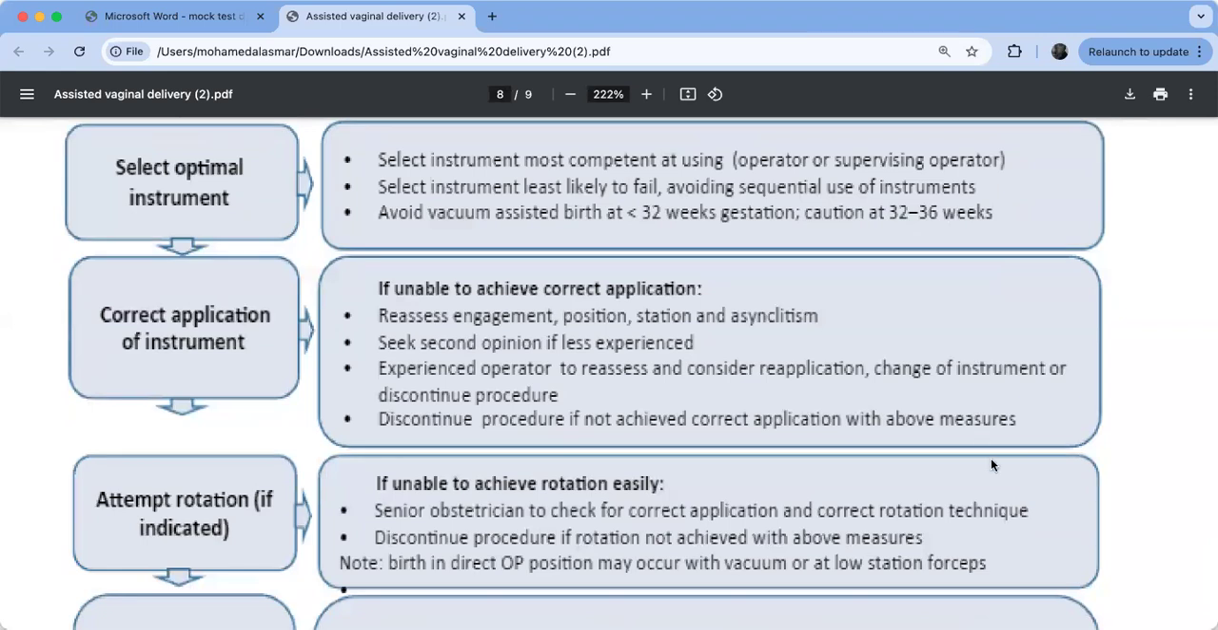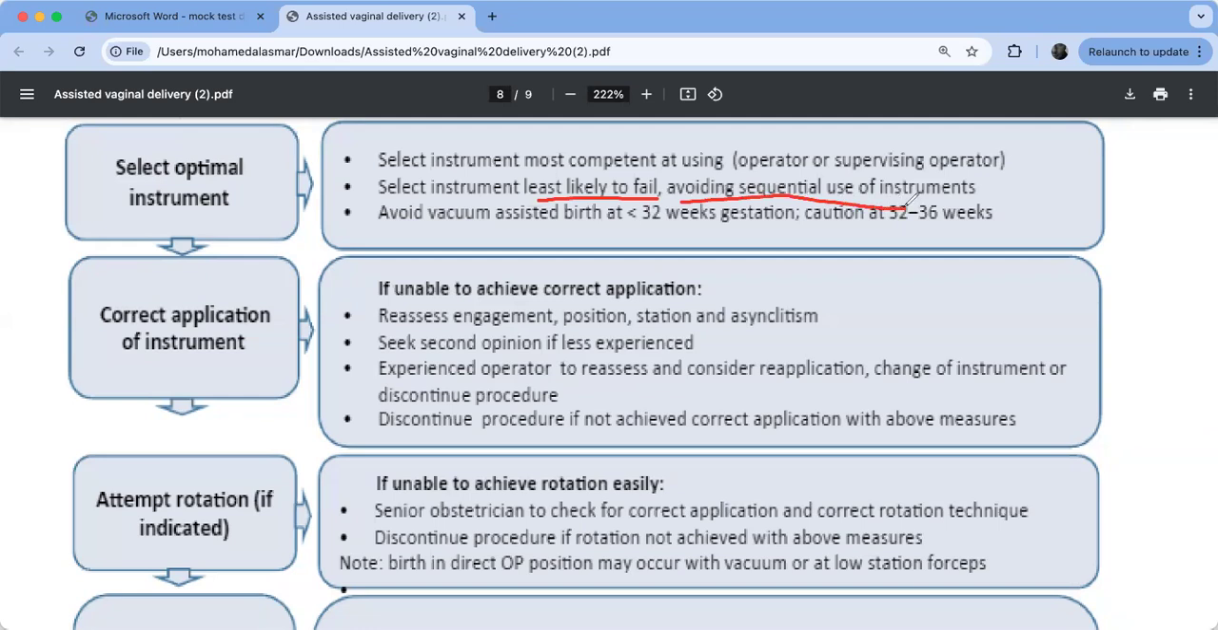Using the instrument. Here in the guideline, they said select the optimal instrument. First of all, for the woman that will give consent, and the operator is well trained in it. This makes sense, correct? However, they give you some advice as well on how to choose. Select the instrument that is least likely to fail. So, dear friends, we are doing this to avoid sequential use of instruments.